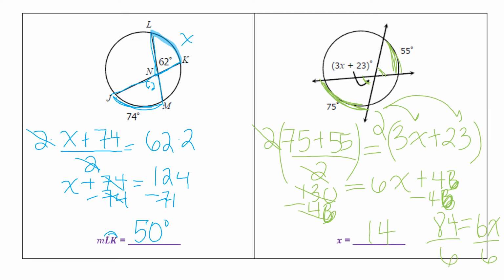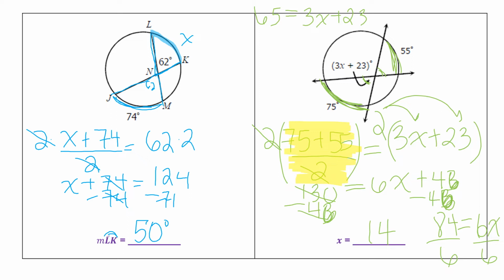What I normally would have done, and I don't know why I really didn't think about it, but that's okay, I would have added 75 plus 55 and then divided by 2. So I would have just done 65 equals 3x plus 23, and then I would have solved that. For some reason, I went a long way around it, and that's okay. But I would have just done the math on that part real quick instead of having to multiply both sides by 2.